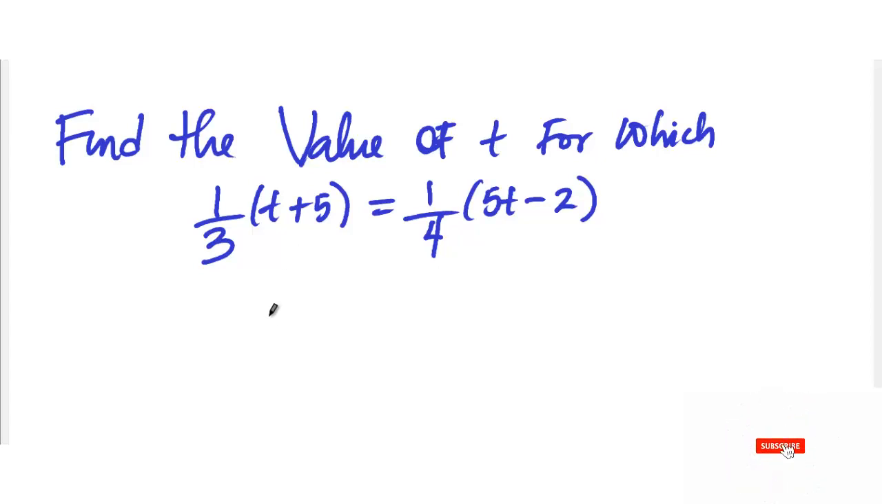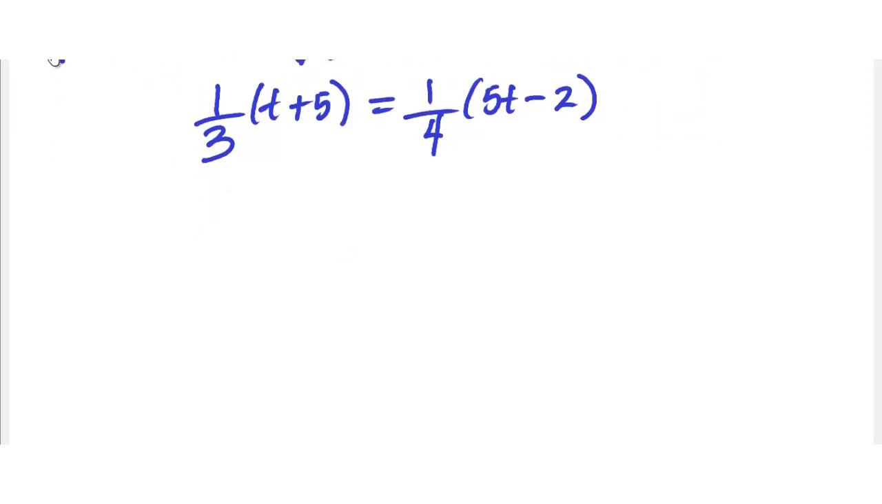All right, so in this video, we are required to find the value of t for which 1 over 3 into bracket t plus 5 is equal to 1 over 4 into bracket 5t minus 2. So basically, this is another algebraic equation. The first thing we need to do here is to rewrite this particular equation. There's a way you can rewrite it that will make it easier for you, right? So in that case, what I will do is I will just write this.